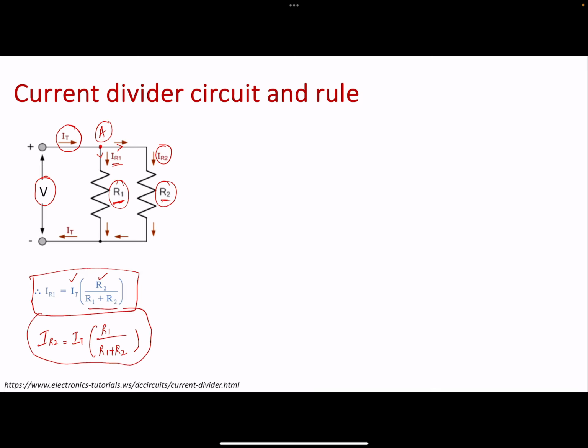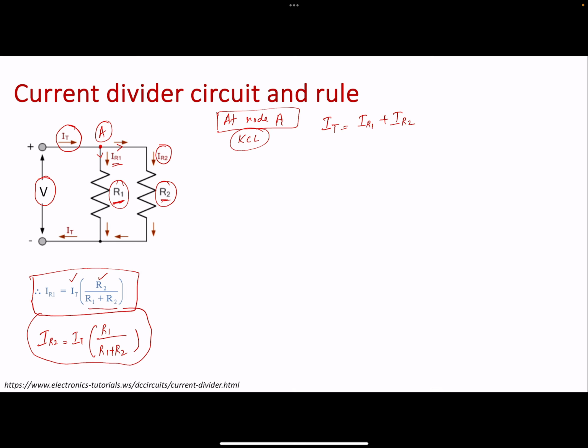Okay, so let's derive these equations very quickly. This is another example where we are going to use Kirchhoff's laws and Ohm's law. We are going to look at node A, and I am more interested in Kirchhoff's current law over here. Kirchhoff's current law states that my total current equals IR1 plus IR2. IT is the total current flowing into the node A, and IR1 and IR2 are the currents flowing out of the node A.